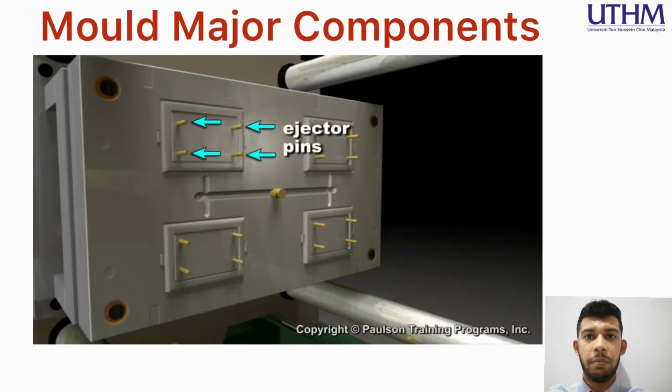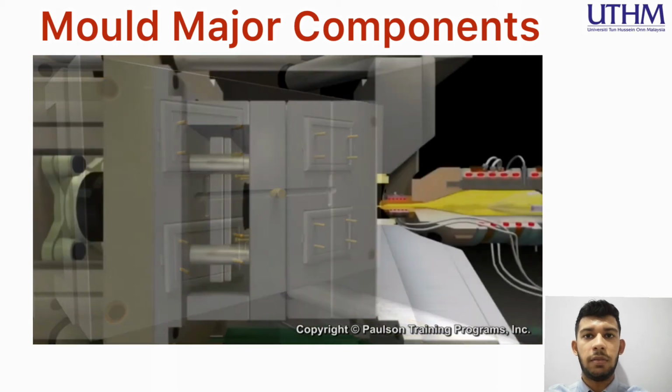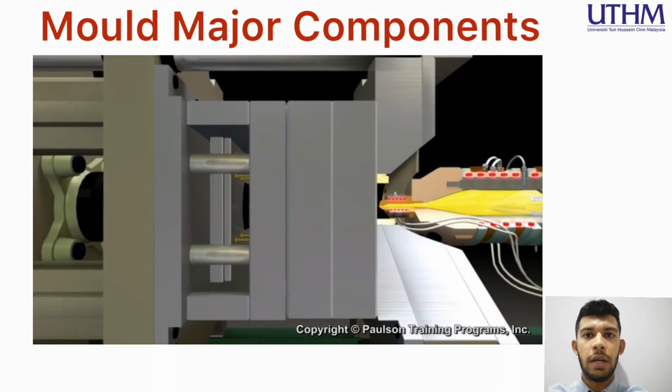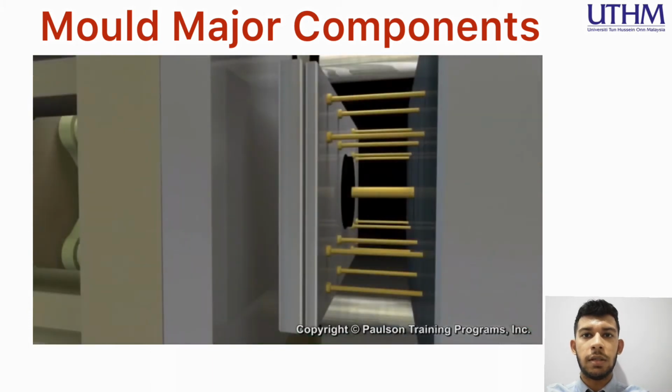These are ejector pins. When the mold is open, these pins along with the sprue puller pin are pushed forward to eject the runner and plastic parts out of the mold. At the base of the mold is the ejector housing.